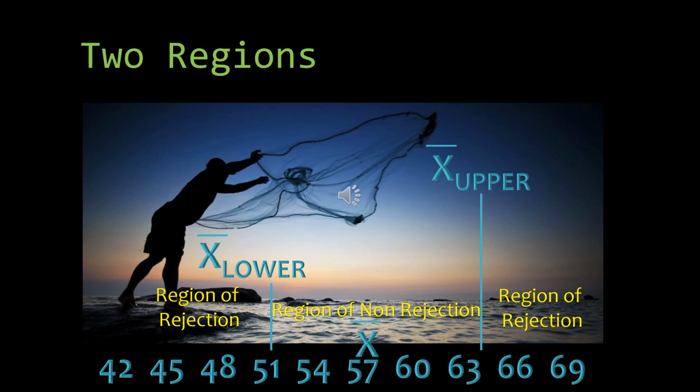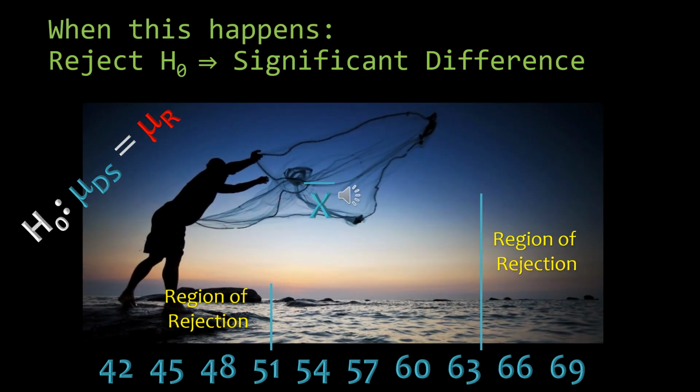We can split up the area around our X bar where we cast our net into two regions, the region of non-rejection and the region of rejection. When the mu for the other group, the recommended minutes of exercise for our scenario, is located in the area beyond our confidence interval, in the region of rejection, in the critical region, then we reject the null hypothesis that our two mu's are the same. And that is a significant difference.